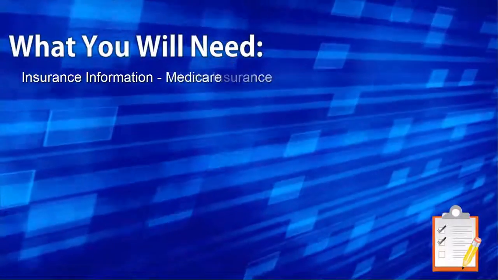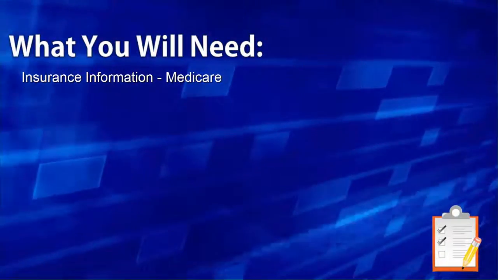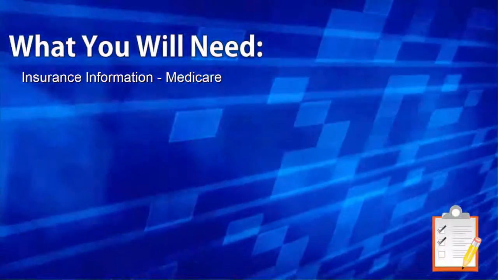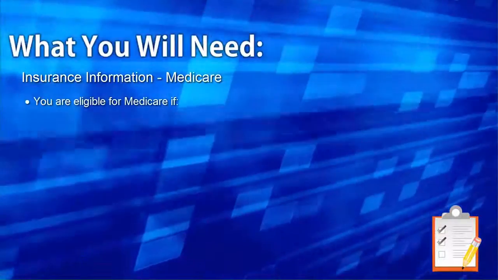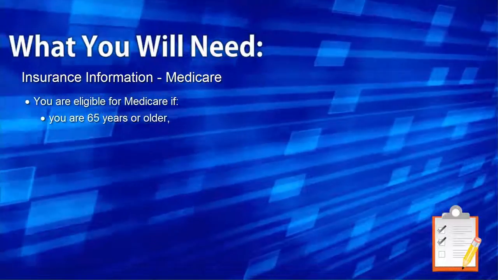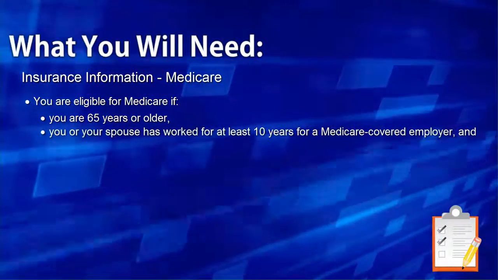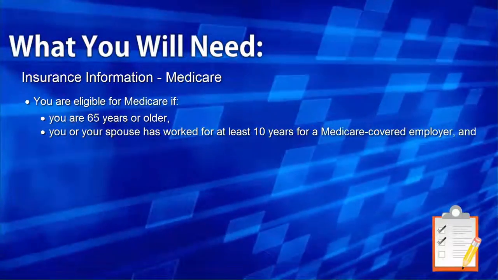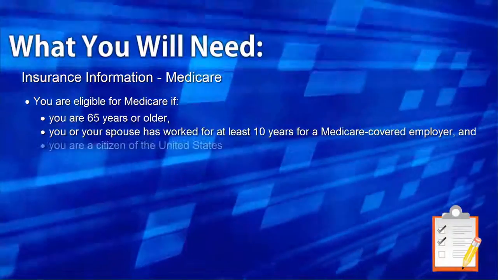Now we are going to cover Medicare. But first, how do you know if you're eligible? You are eligible for Medicare if you're 65 years or older, if you or a spouse worked for at least 10 years for a Medicare-covered employer, and if you are a citizen of the United States.